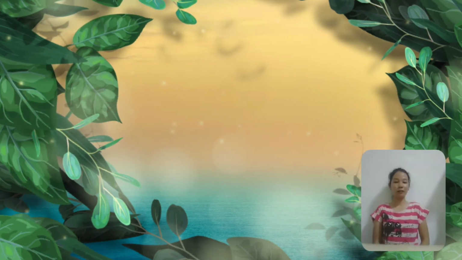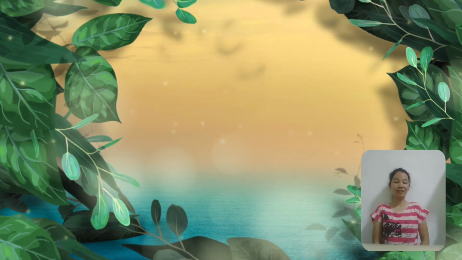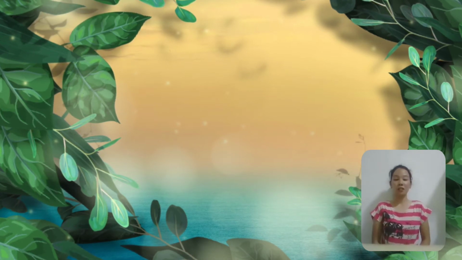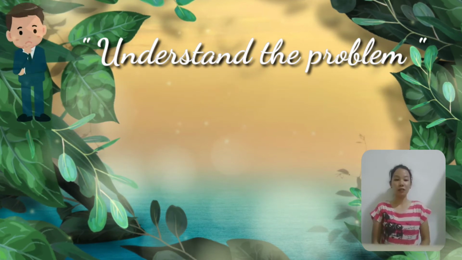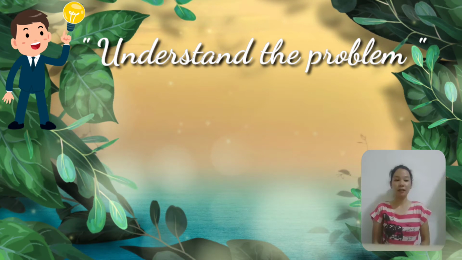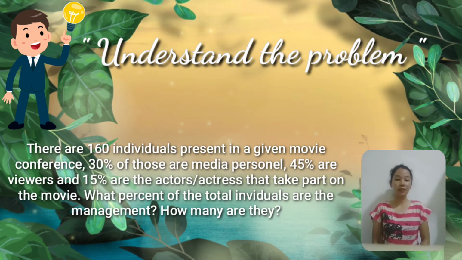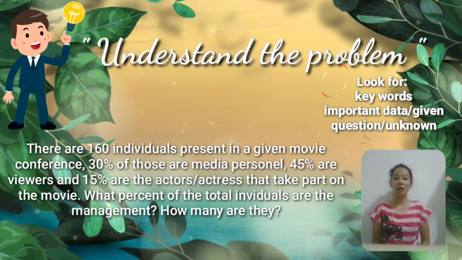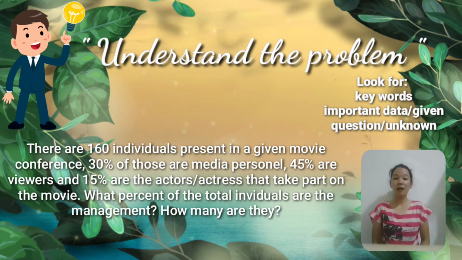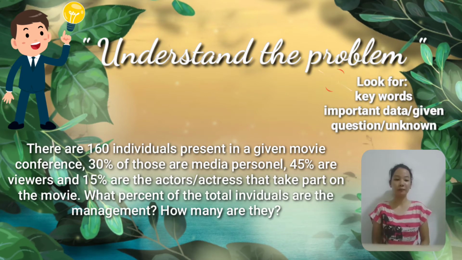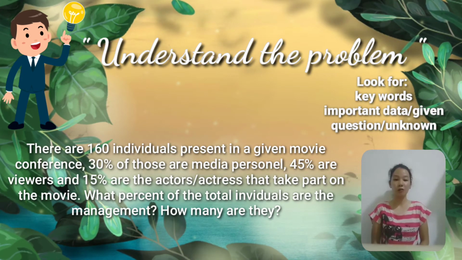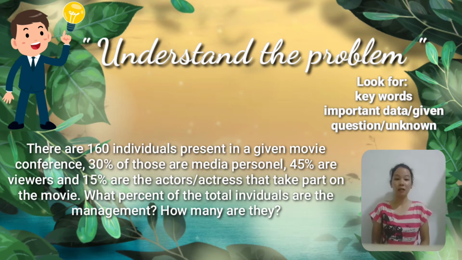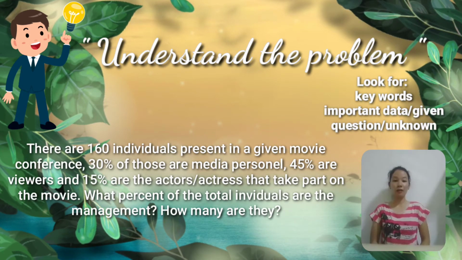Hi guys, now I will discuss the first strategy that must be observed while solving problems. So, para makapag-solve tayo ng tama, una sa lahat ay intindihin natin ang problem. At para magawa natin yun, kailangan natin maging aware sa mga keywords na ginagamit, mga important data or given data, at sa tanong na kailangan sagutin. So, in our given example, makikita natin agad ang mga given or important data, mga keyword na ginagamit, at kung ano ang dapat sagutin.